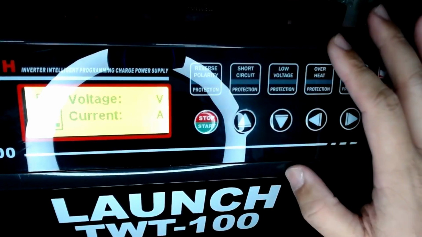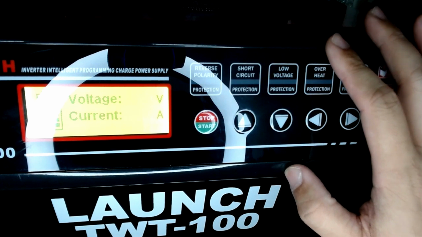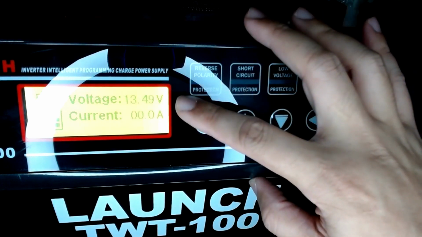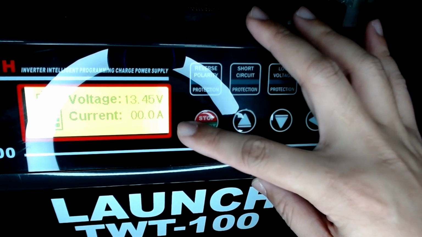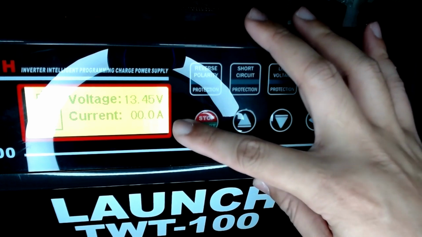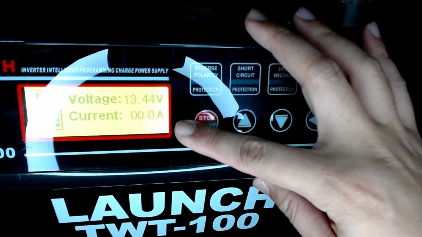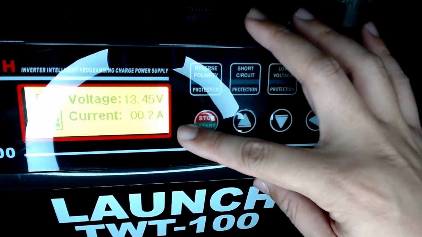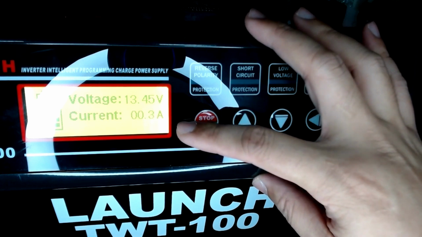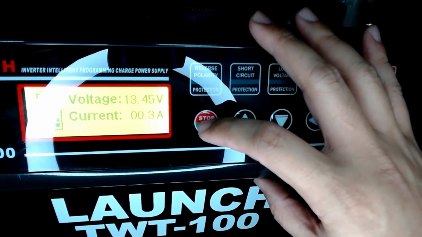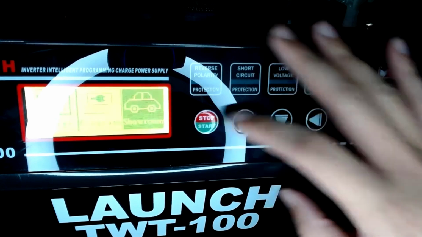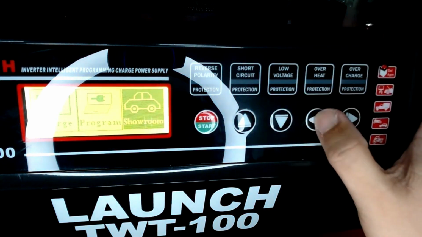If you go into the showroom function, it will use the battery voltage and flow current inside the battery. If you have enough battery current, it will become like this. If the battery starts being used, the current flow will be very slow. So this is for the showroom.